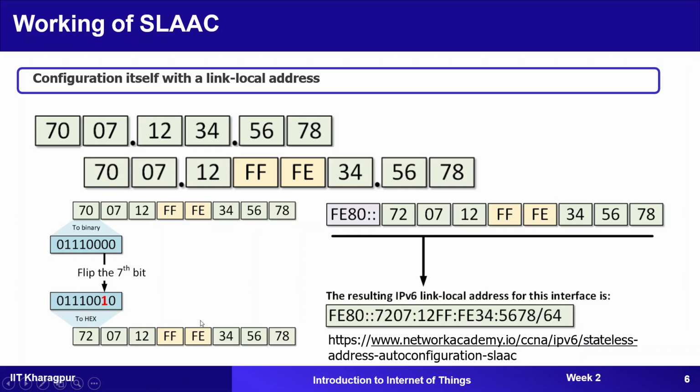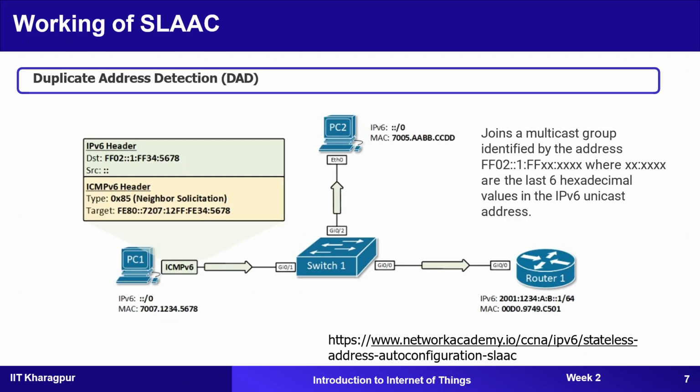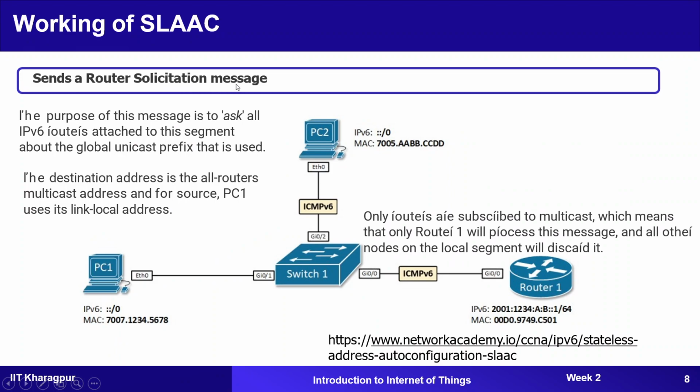Now your client will check whether the address which is generated is duplicate or not. For checking that, your client will send a message to all the routers present in the network. It will be a broadcast message. What is the need of broadcasting the generated address? If a router or system with that particular address is present in the network, it will reply to your request. That is the router solicitation message.